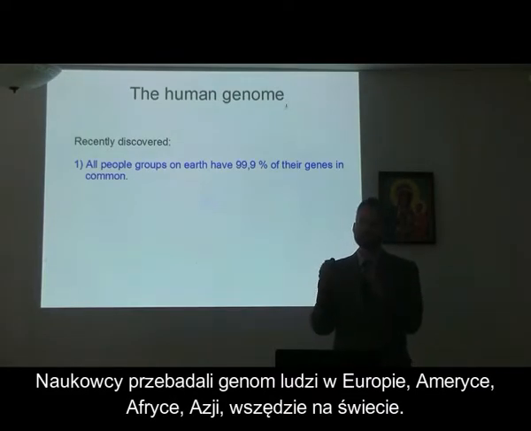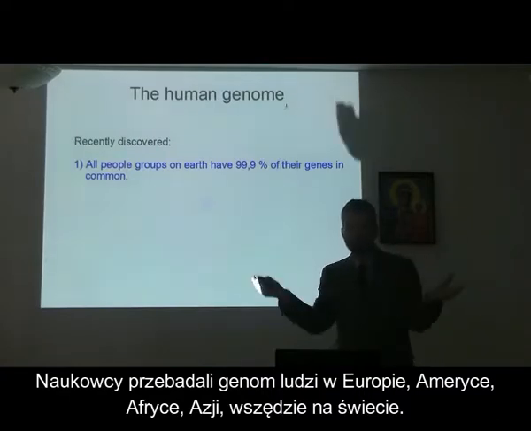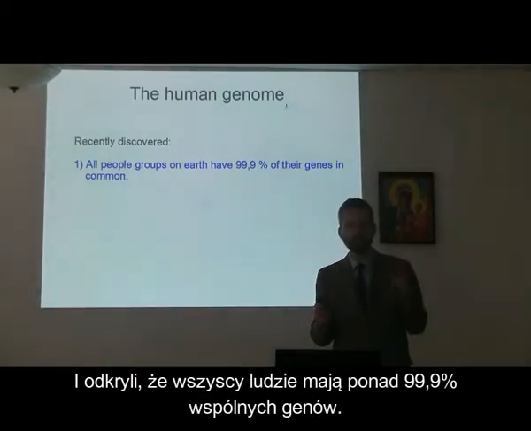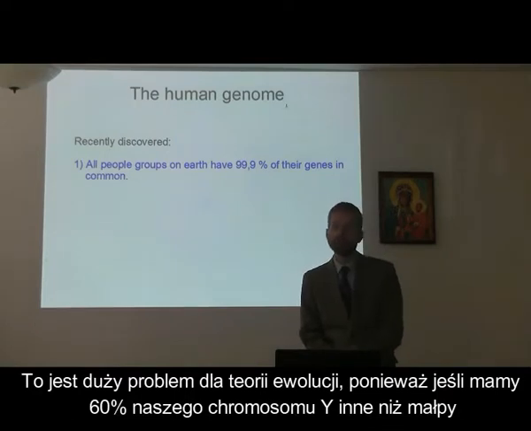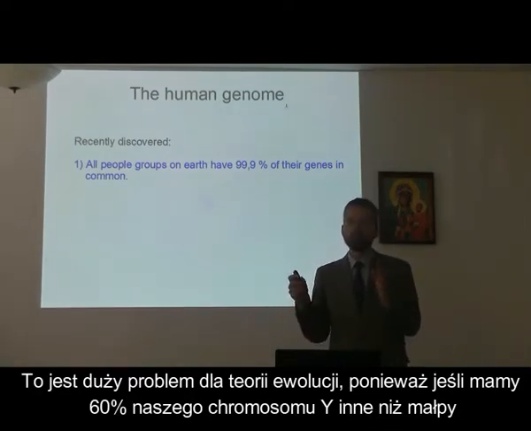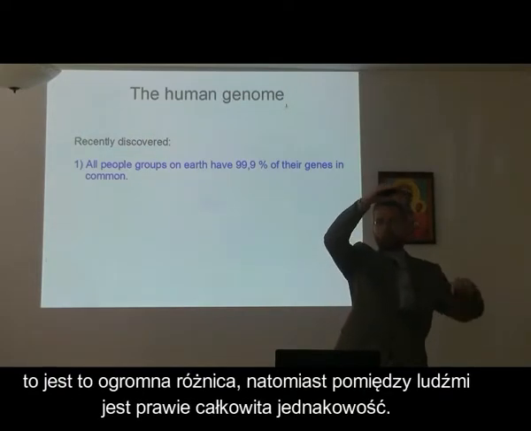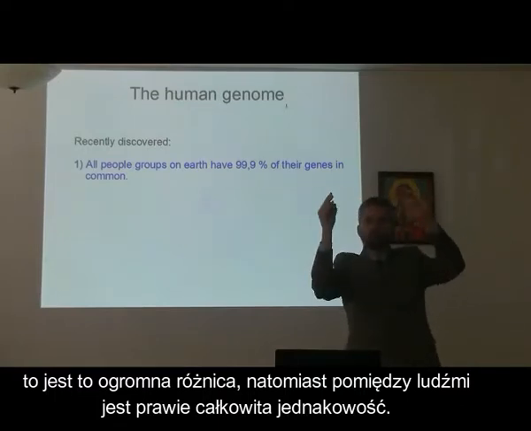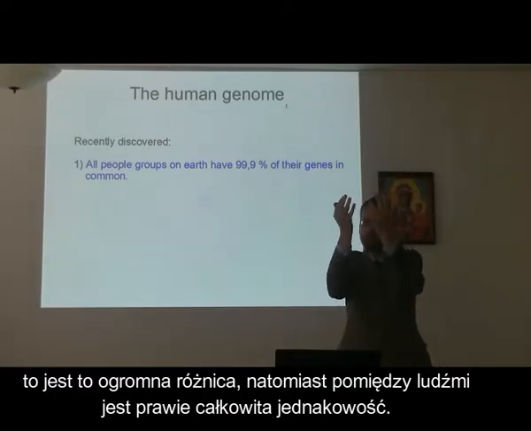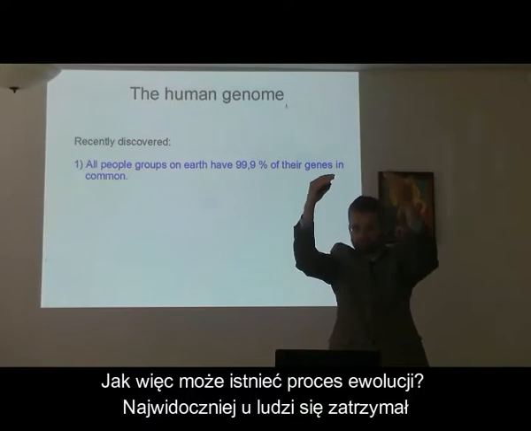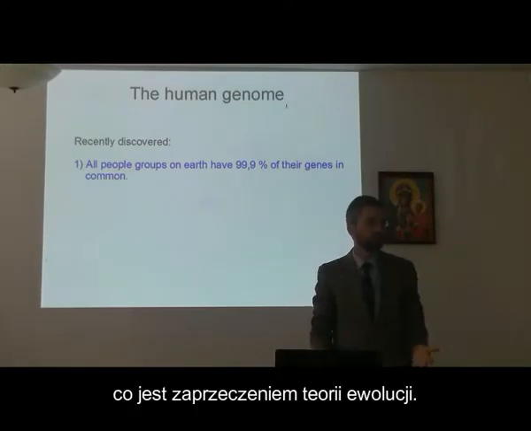And there are more very unexpected results from the studies of the genome of man, like this. Scientists have studied the genome of people in Europe, in America, in Africa, in Asia, everywhere in the world. And they found that all humans have more than 99.9% of their genes in common. This is a big problem for the theory of evolution, because if we have 60% of our Y chromosome different from the ape, there's a huge gap. But among us humans, there is almost complete identity. How can there be a process of evolution? It has stopped in humans, apparently, which is a contradiction to the theory of evolution.